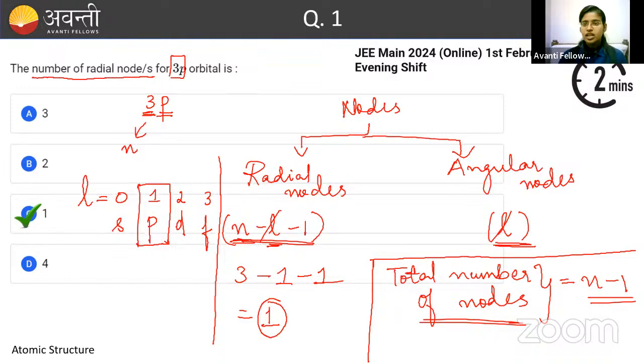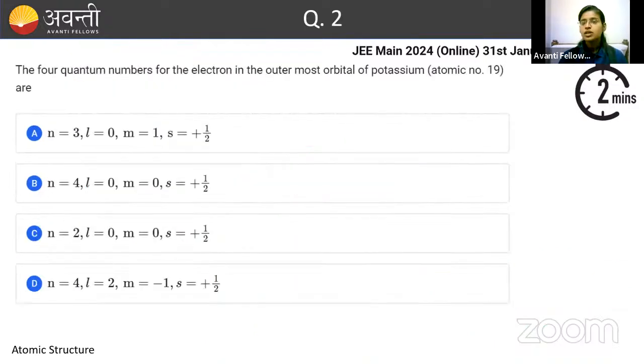Okay, so let me go for the next question, number 2. Question number 2 is: the 4 quantum numbers for the electron in the outermost orbital of potassium is. So we have 4 options, and this question is from the quantum numbers concept again. They are asking us to find out the 4 quantum numbers for potassium.